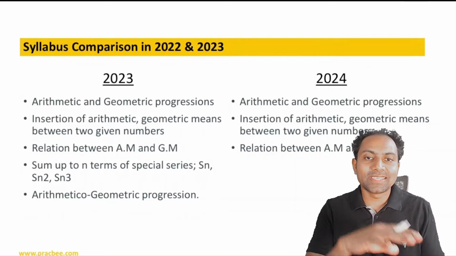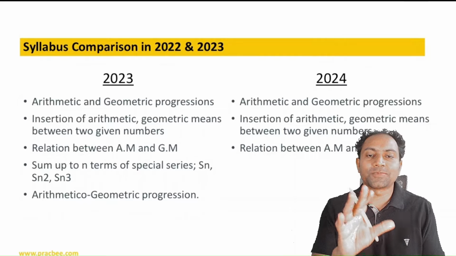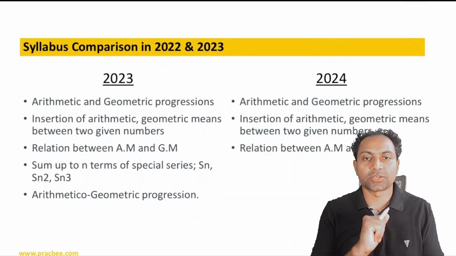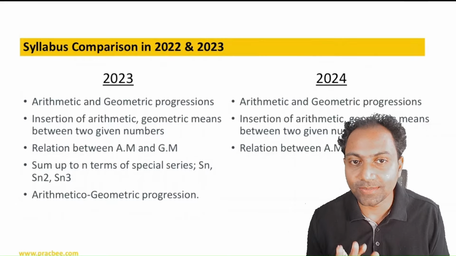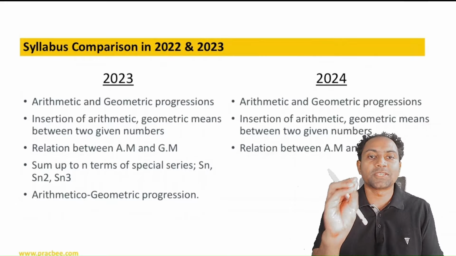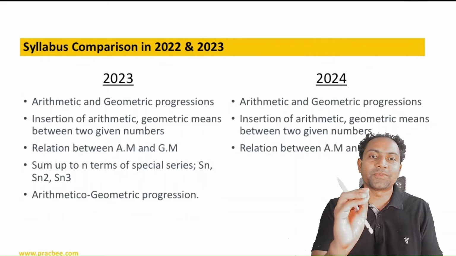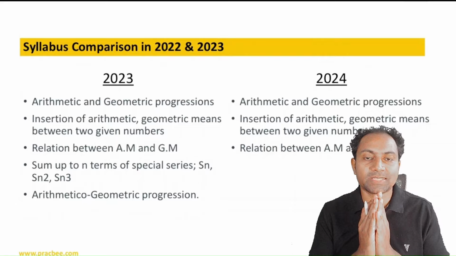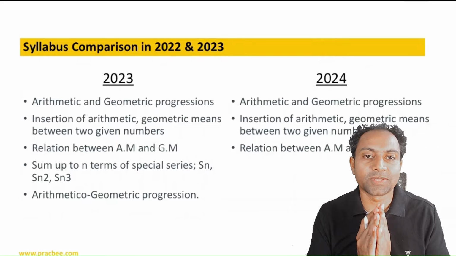So with this exclusion, you can see the syllabus has become very simplified. Now we are only going to focus on arithmetic and geometric progressions. Even HP is not in the syllabus, and insertion of AMs and GMs between two numbers and the relation between AM and GM. So this constitutes, from a problem type basis, some 11 types of problems that can be asked.